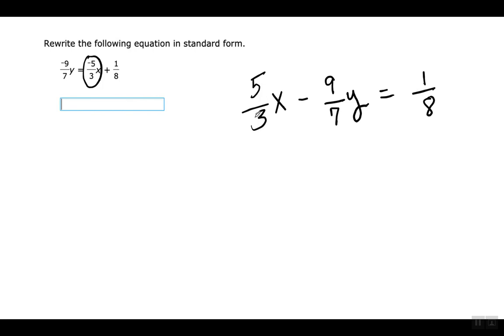In order to figure out the least common multiple of 3, 7, and 8, the quickest way, and in this case it's the correct way, is to just multiply all 3 numbers together. 3 times 7 times 8. Whatever that gives you, that's what you should multiply the entire equation by. That's the quickest way to get rid of the fractions. So 3 times 7 is 21, and 21 times 8 gives me 168. That's what I have to multiply both sides of the equation by.